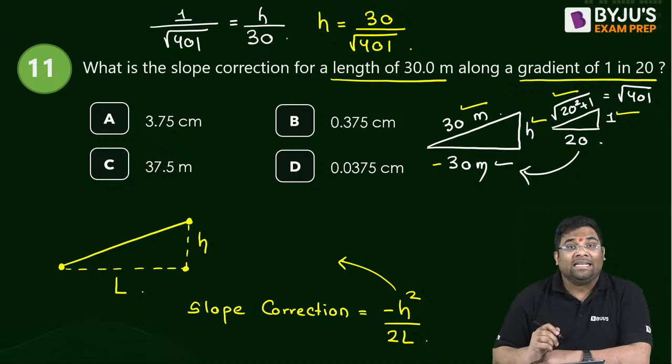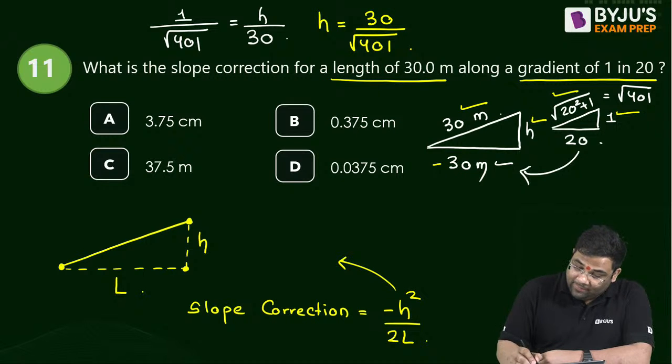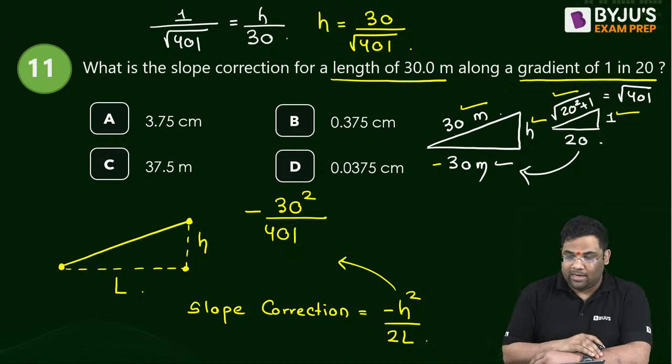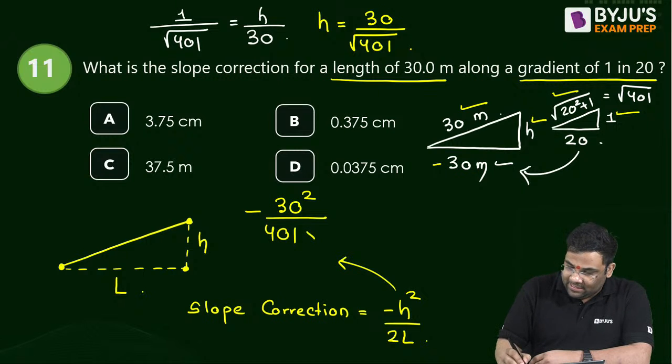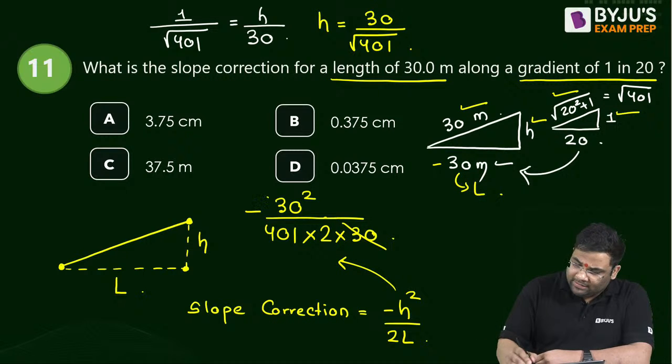L is 30. So I can say the correction will be minus h square, means 30 square by 401, right? H square is this one. And then your 2L. L is how much? 30 only. This is 30 L. So easy to solve.